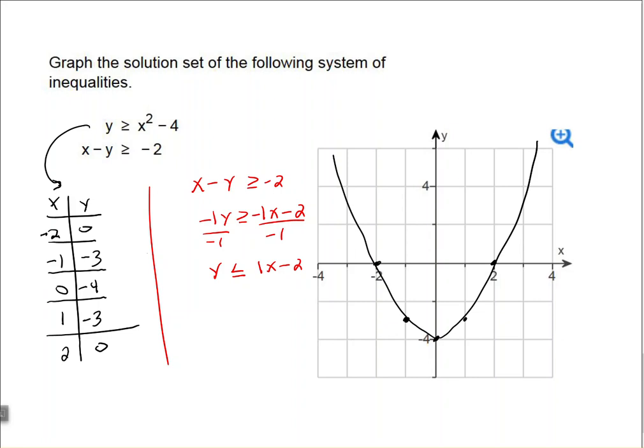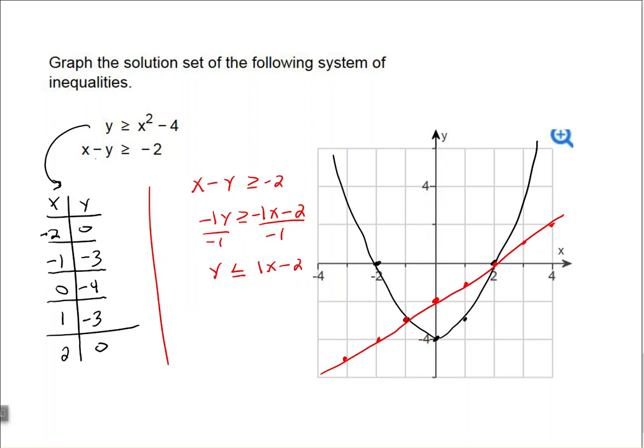Okay, so my y-intercept is -2, and my slope is +1 over 1. So from here, up 1 over 1, up 1 over 1. All right, we have the or equal to bar, so we need a solid line. And we need to shade.